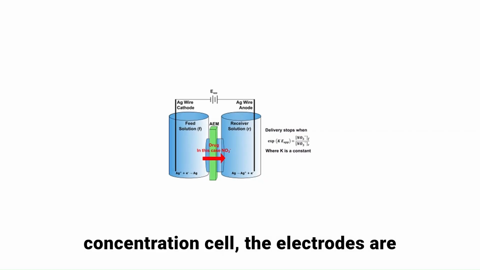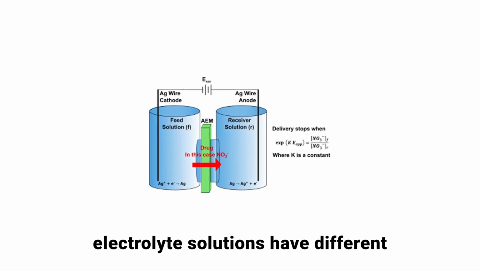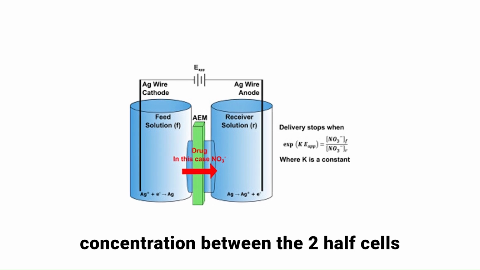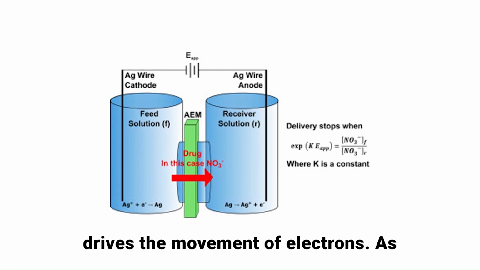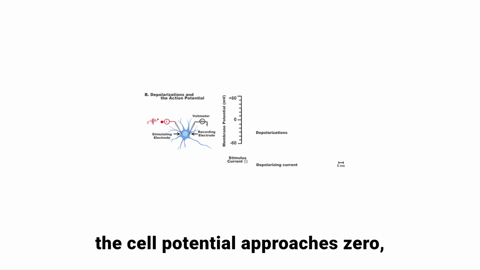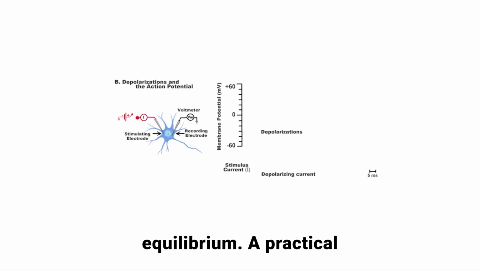In a concentration cell, the electrodes are made of the same material, but the electrolyte solutions have different concentrations. The difference in concentration between the two half cells generates a potential difference, which drives the movement of electrons. As the concentrations become equal over time, the cell potential approaches zero, indicating that the system has reached equilibrium.